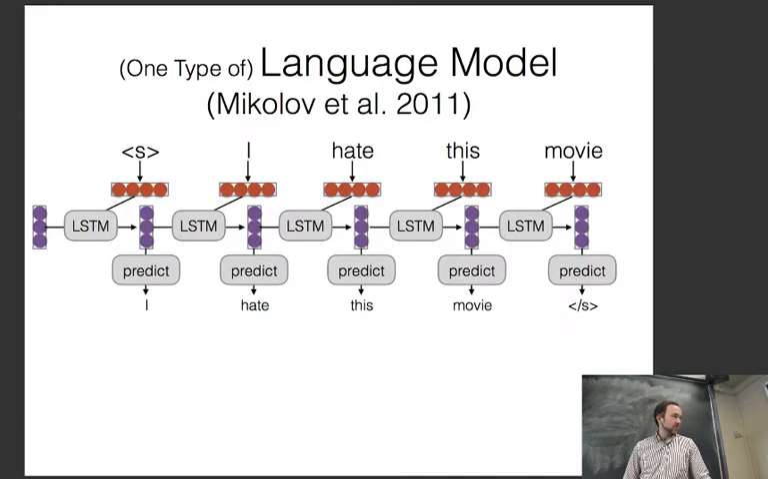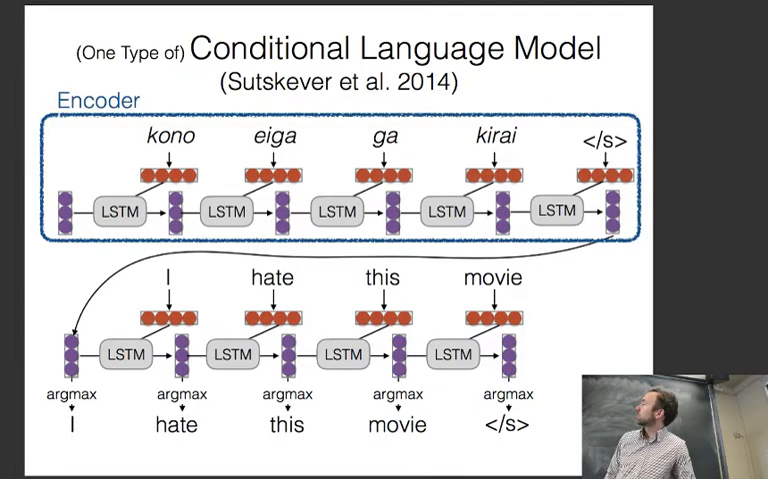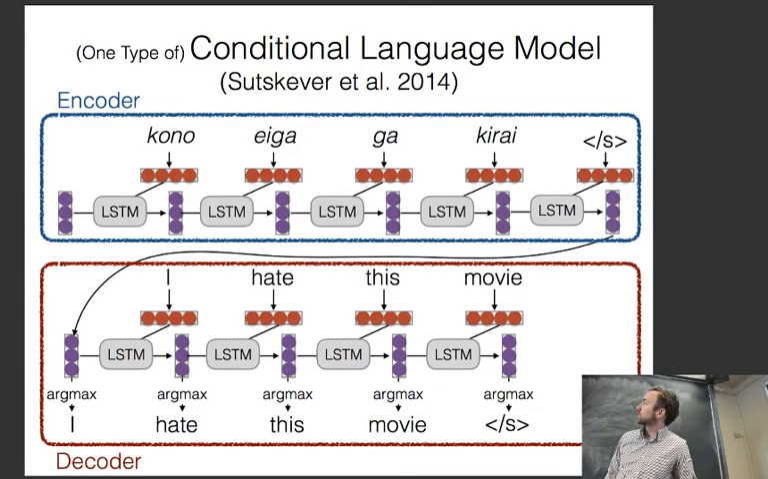So one type of language model is the recurrent neural network language model. And one type of conditional language model is the encoder-decoder model. So for the encoder-decoder model, we have our encoder up here and our decoder down here. This was mainly what was covered in the reading. So I think this is clear to everyone, hopefully. No questions so far? Okay.